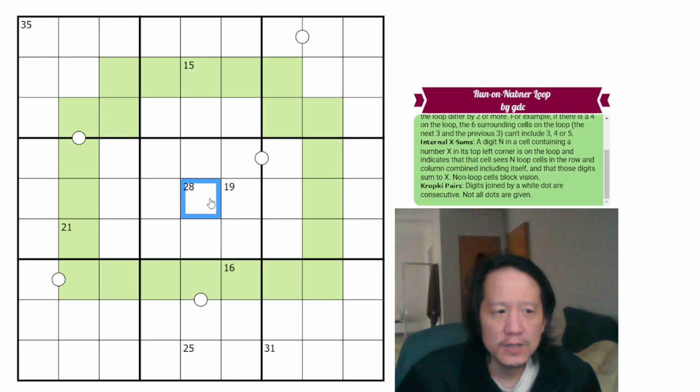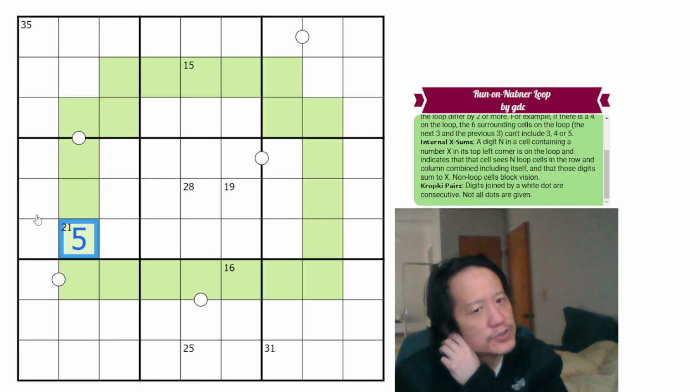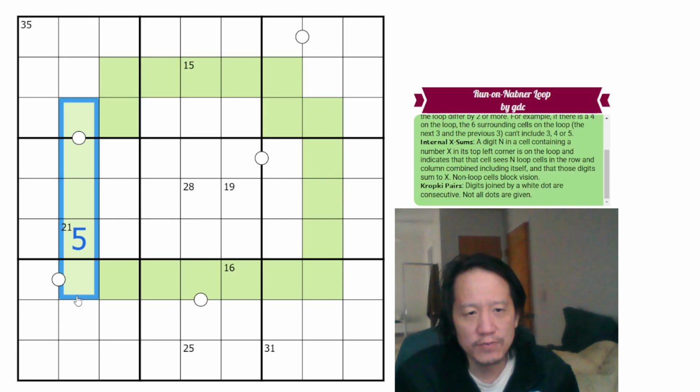Okay. So, for example, this cell would have to see 5. So therefore, it would be 5, because it is an internal x cell. So this is saying it sees 5 digits that are on the loop. And it does not see this one, because it's blocked by a non-loop cell. So this would be 5 digits that it sees, and they would have to add up to 21, right?